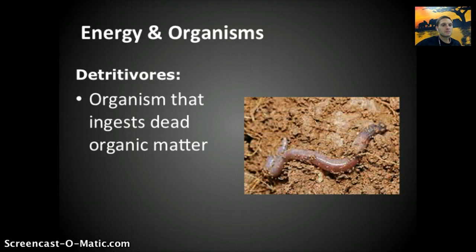Detritivores are organisms that ingest dead organic matter. They are considered a type of heterotroph, and they are breaking down and ingesting that organic matter internally. A good example of this would be an earthworm. They take in soil particles, and they help to recycle the nutrients within the soil, taking in that dead organic matter and using it as an energy source.